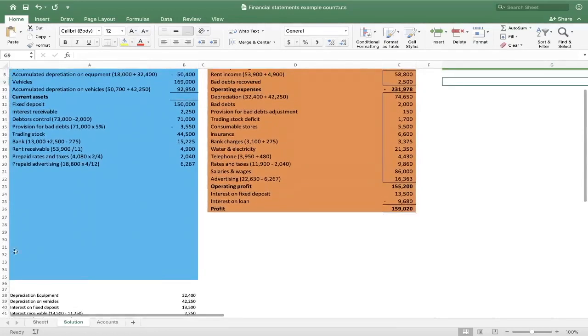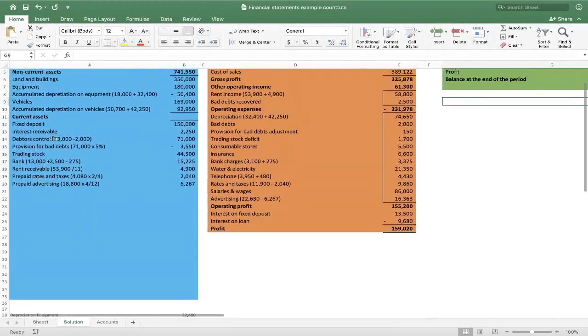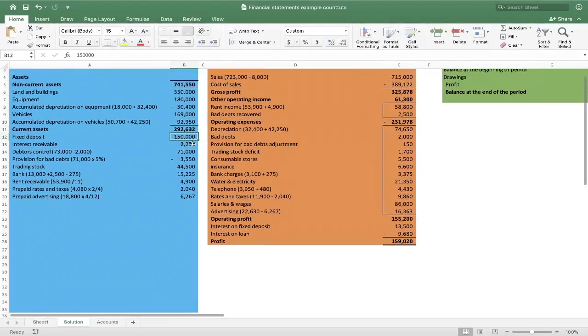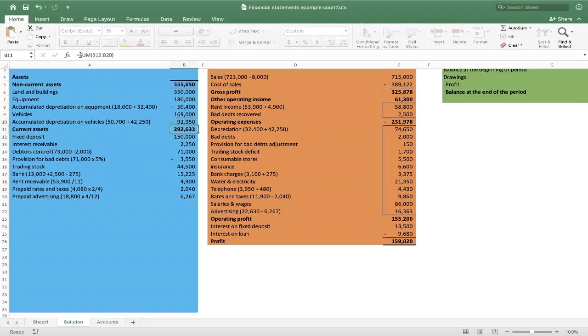So let's just total up our current assets, because we've done everything concerning our current assets. So I'm just going to total up everything we had calculated, and you can see on top here our current assets equal to 292,632 rand. Okay, and one thing that I needed to do here with my accumulated depreciation on vehicles is to ensure that it's a negative. Okay, because our accumulated depreciation is always put as a negative.